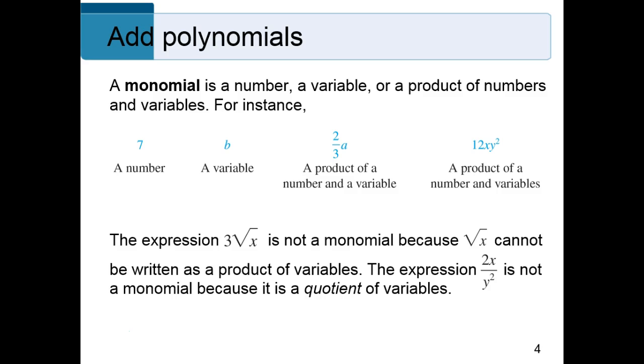Now, starting over. Remember I said, what's the fewest number of terms for a polynomial? One. Okay, and that's called a monomial.